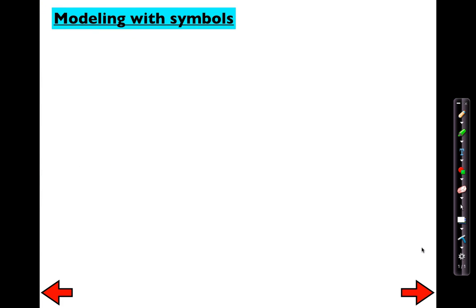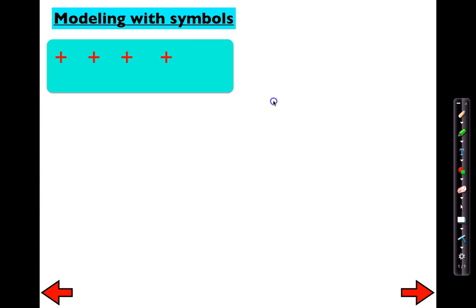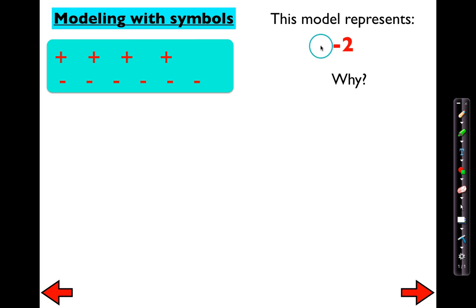Okay, so let's model using some symbols here. Here we have 4 positives and 1, 2, 3, 4, 5, 6 negatives. So this basically represents a negative 2. Why, you might ask? Well, let's think. I see some zero pairs, here are some zero pairs: 1, 2, 3, 4. Now, those zero pairs equal 0, obviously. And what are we left with? 2 negatives. So that's why our answer is negative 2.